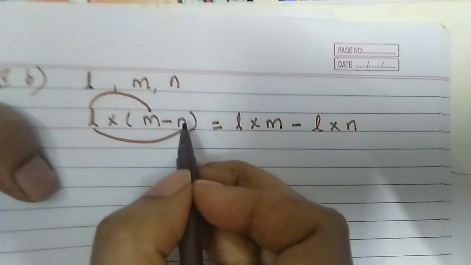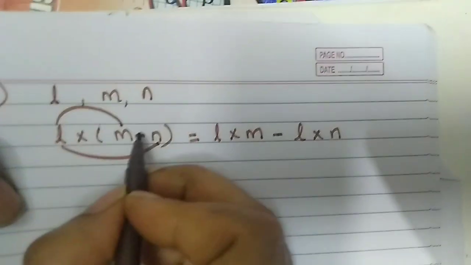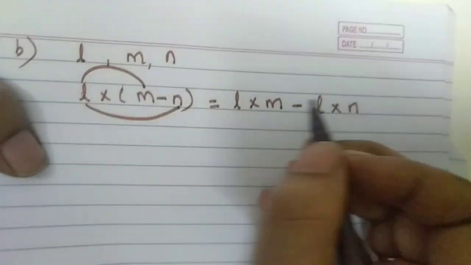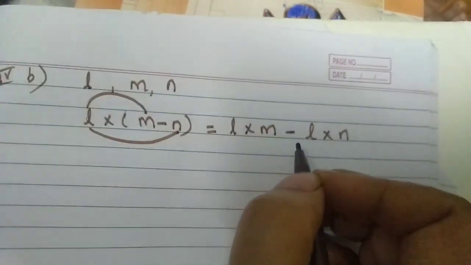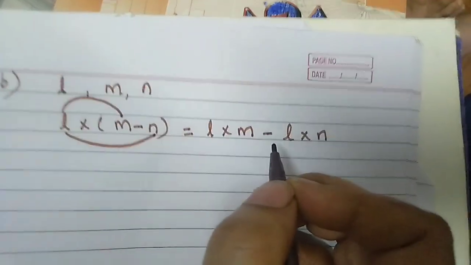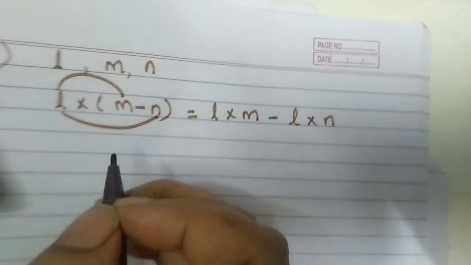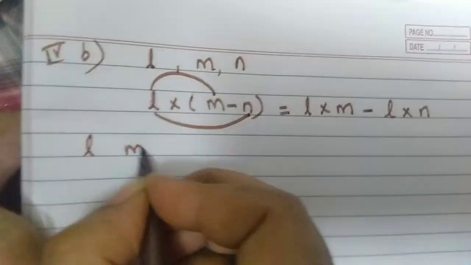And this time we have changed the sign from positive to negative just to test that the result that we get satisfies the distributive property of multiplication of integers. So let's substitute the values of L, M, and N.